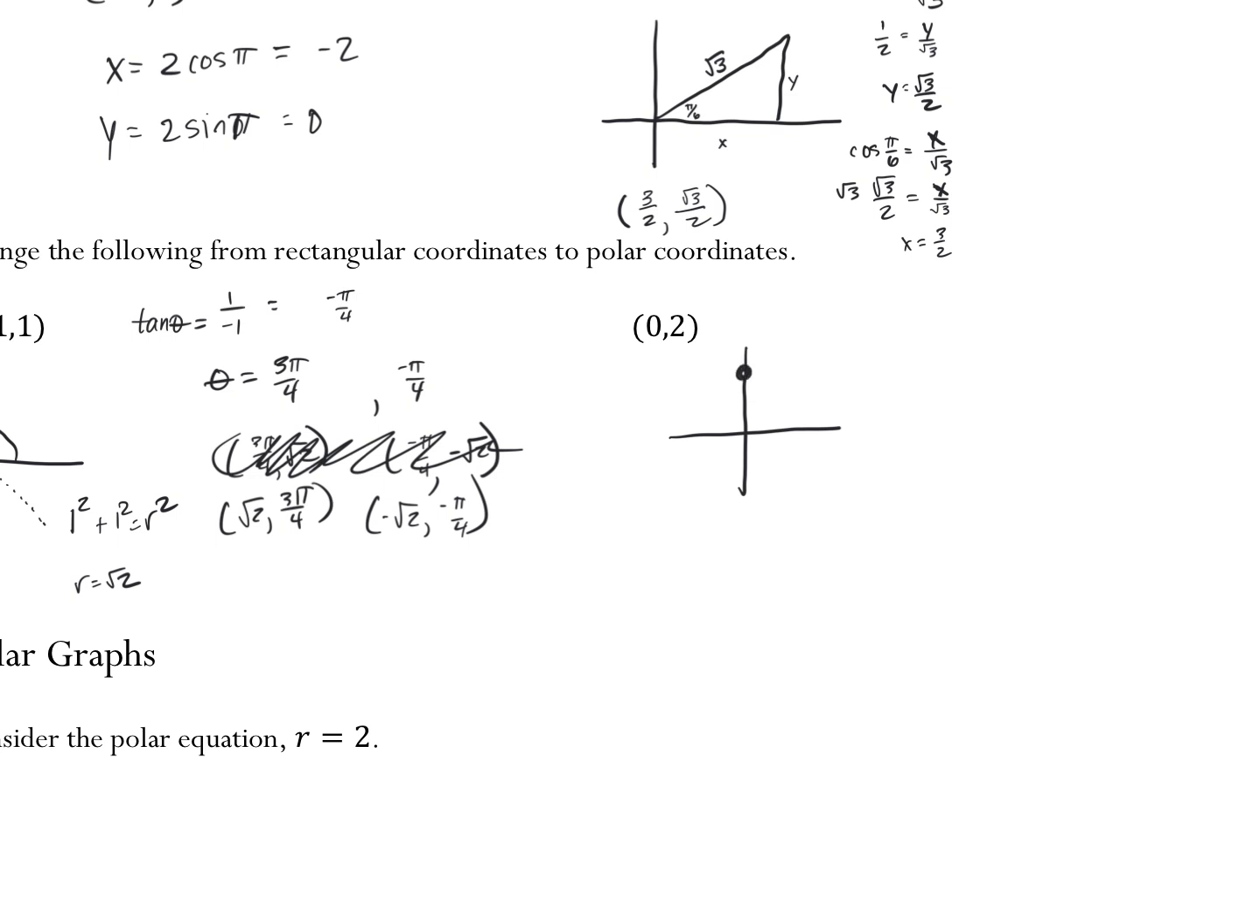Zero 2 is this point right here. When it's on the axes, I think it's easier to just think through what is that angle? What is that radius? The radius is 2, the angle is pi over 2, and call it a day.